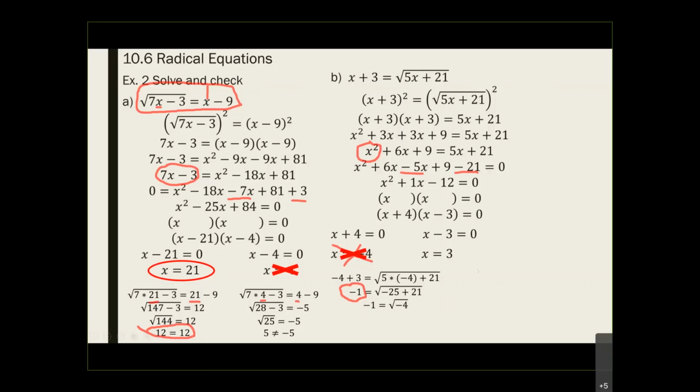And again, if you plug in 3, which is 3 plus 3 is 6, 5 times 3 is 15, and 15 plus 21 will give you the square root of 36. Do you agree that the square root of 36 is equal to 6? Which is 6 equal to 6. Therefore, this is the only answer you have, which is x equal to 3. That's the only number that will work out. Negative 4 will not work out.